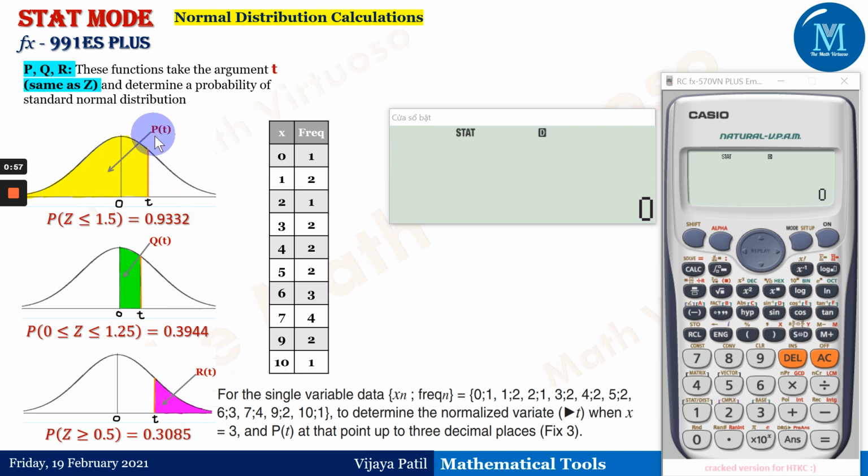That means I need to provide the value of T, that is the standard normal Z, to the calculator. For P, I have to take it as probability of Z less than or equals to, that means we have to take the left tail side of the portion. If it is the area between 0 and some point Z, then we have to go for Q of T. And similarly, if it is greater than or equals to a point, then we have to put the value in R of T.